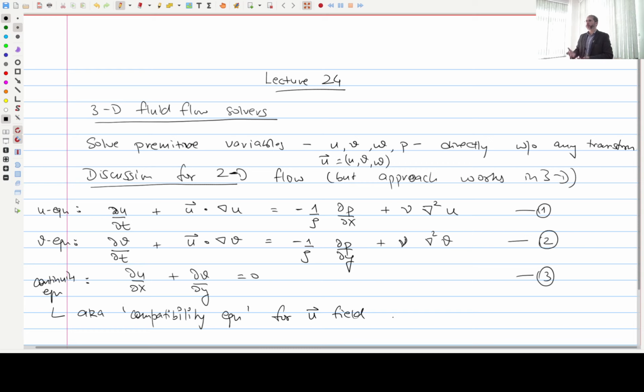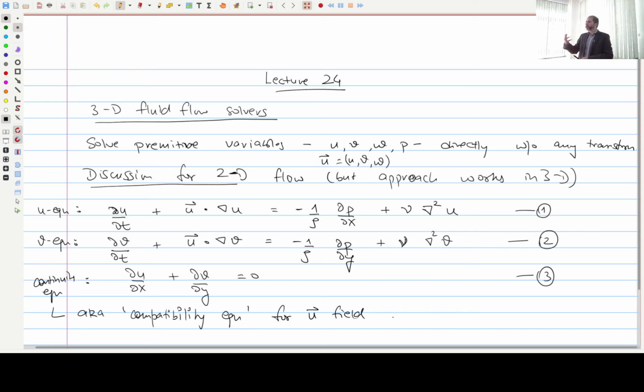But the chances are that whatever u and v I get from equations number 1 and 2 will definitely not satisfy, or in most cases will not satisfy, equation number 3. Equation number 3 is simply a compatibility. It's saying that del u by del x should be equal to minus del v by del y. So what are the chances? Very close to 0, right? Because I just guessed a pressure field.